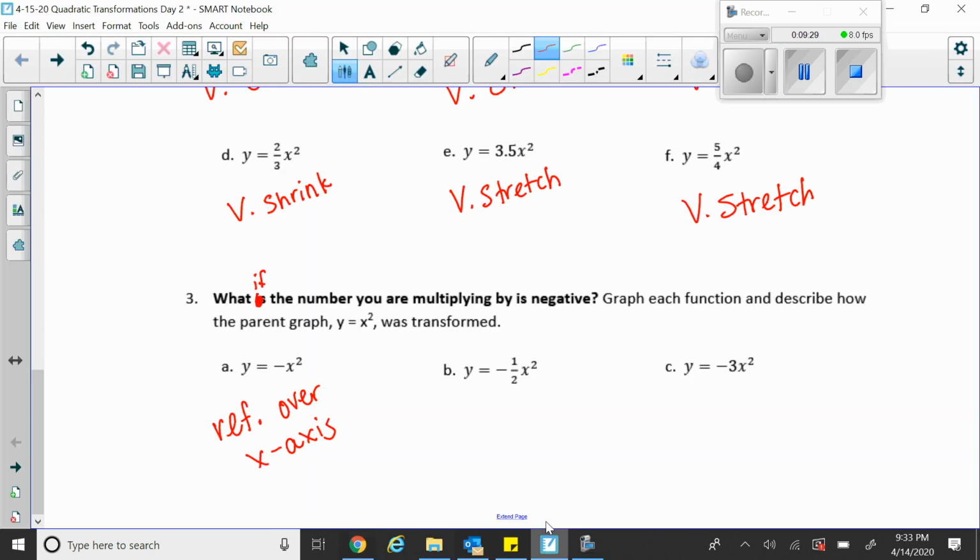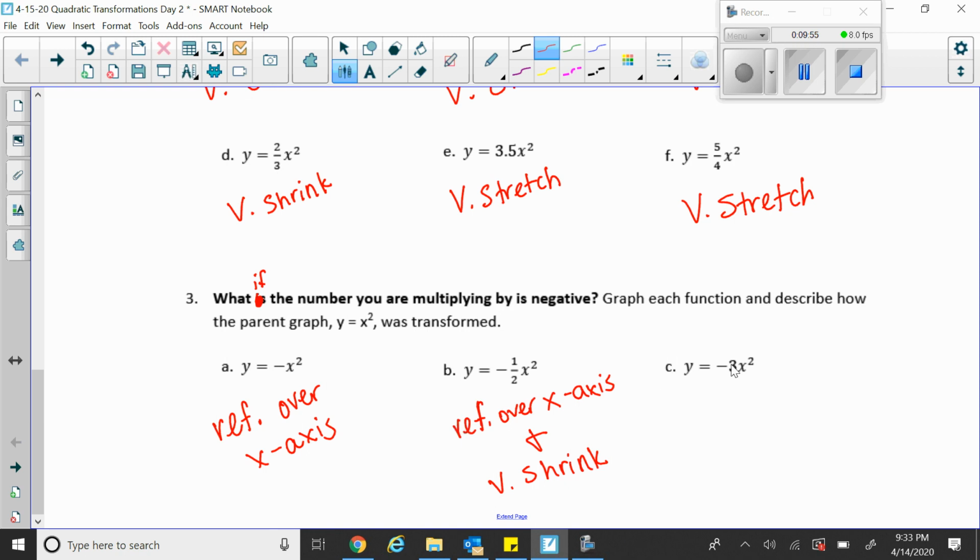So you've got to say it was reflected over the x-axis, and it was the 1/2 gave it a vertical shrink. So the vertical shrink happened by the 1/2, and then the negative made it reflect. Okay. So let's go and look at C.